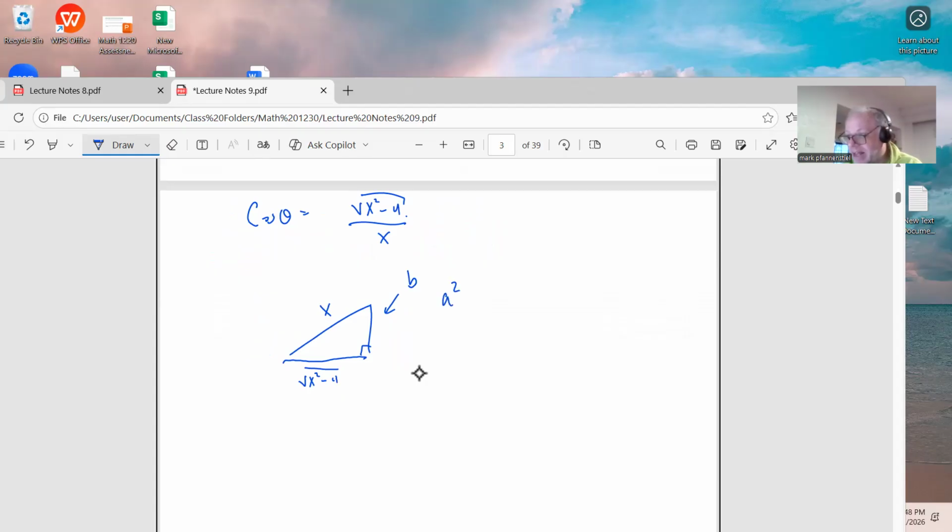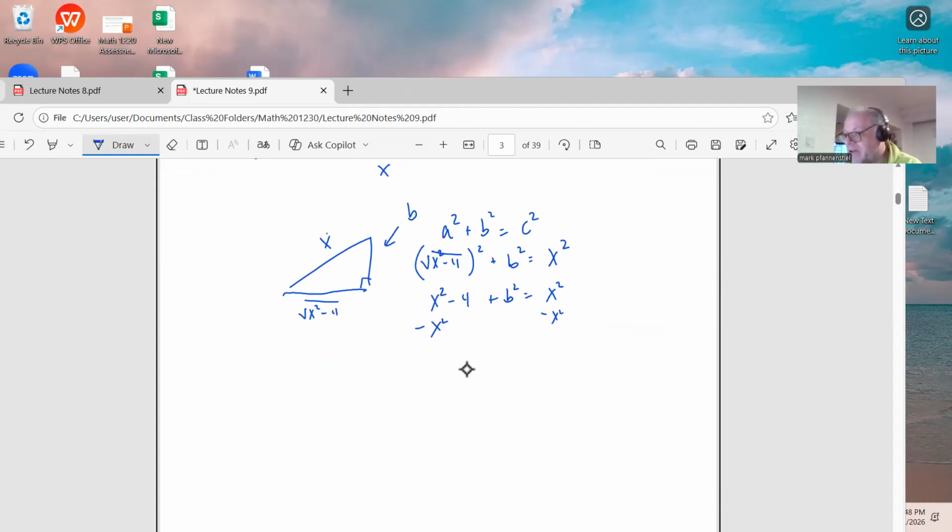So we're going to say, okay, we have a squared plus b squared is equal to c squared. Let's go ahead and see what that's going to do for us. So we have the square root of x squared minus 4, squared, plus b squared, which we don't know, equals c squared. That's going to be x squared, right? We're going to square this x. So we have x squared minus 4, we squared the square root, plus b squared equals x squared. Go ahead and subtract the x squareds from both sides. So we have negative 4 plus b squared is equal to 0. Oh, I guess b squared is equal to 4. B is equal to 2.